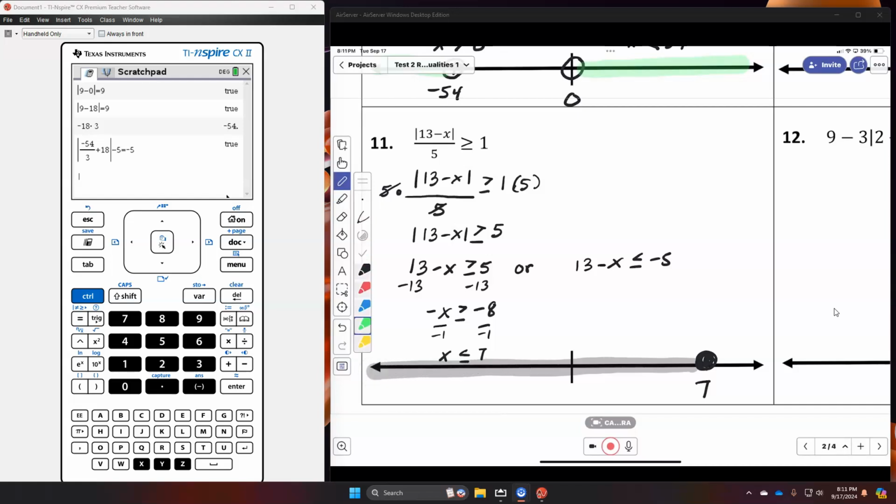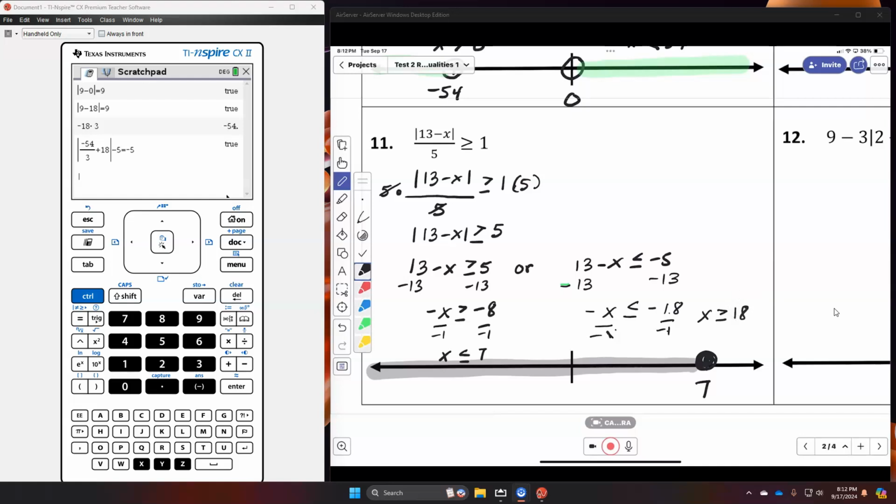Less than. Now this next inequality, we have to subtract 13 from both sides. So you have negative x is less than or equal to negative 18. And then you divide by negative 1. And remember, you gotta change the inequality, so it's going to be x is greater than or equal to, negative divided by negative is positive 18.